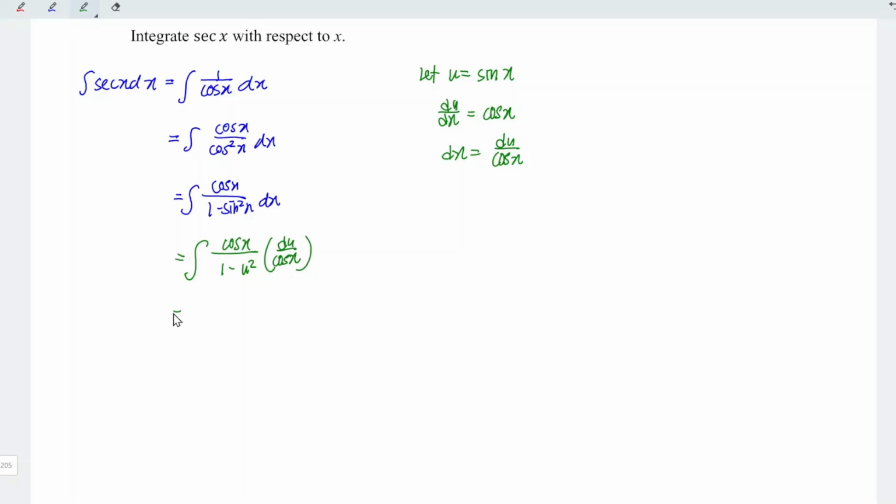Now let's simplify the integral. The cos x cancels with 1 over cos x, and this is equal to the integral of 1 over 1 minus u squared with respect to u. Let's factorize. So we have the integral of 1 over (1 plus u) times (1 minus u) with respect to u.